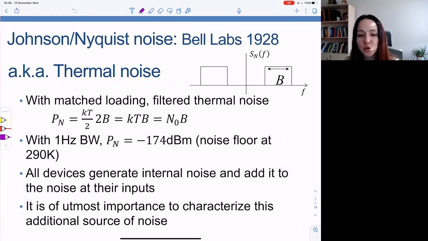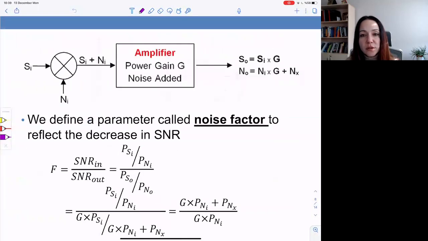Of course, the actual noise floor in receivers depends on the receiver electronics, how old the components are, the temperature, etc. All devices generate internal noise, in addition to the noise that comes in to them at their inputs. It is important to characterize this additional source of noise in order to make correct predictions of our communication system performance. Okay, so here is the model.